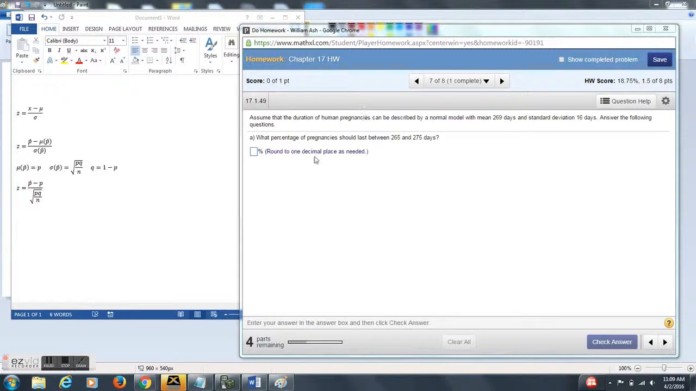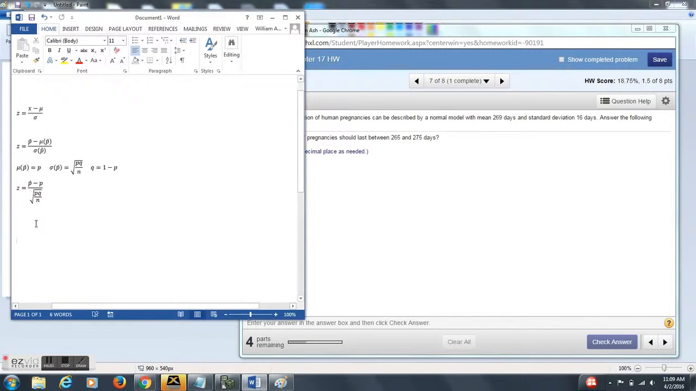Anyway, this is actually really similar to Chapter 5 stuff. You notice here they gave me just a mean and a standard deviation. There weren't really any formulas to go on, and they asked what percentage should fall between these two days. This is a pretty standard Chapter 5 problem. I'm going to convert both of these to z-scores, and then I can just use my calculator to get the percentage in the middle.